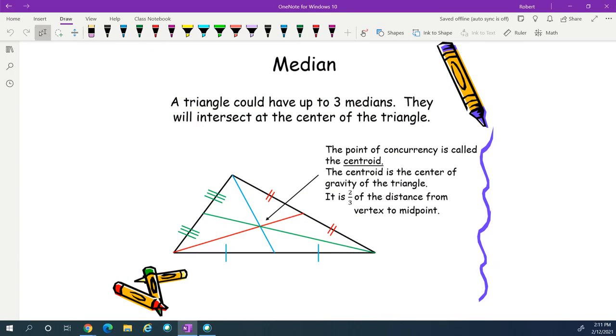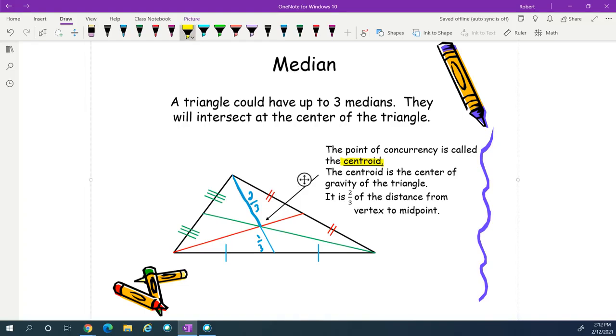The point where they all intersect is called the centroid. That centroid is 2/3 of the distance from the vertex to the midpoint. So if you look at the blue segment, 2/3 of it is from the vertex to the centroid, 1/3 is to the midpoint. So they're all split up, 2/3 and 1/3. And that's a centroid.